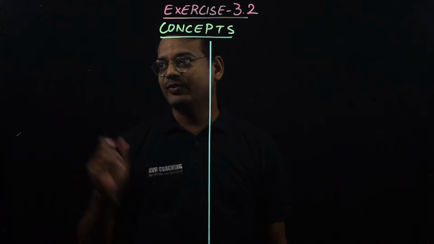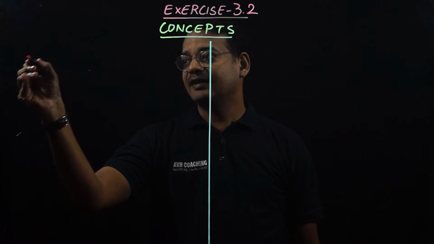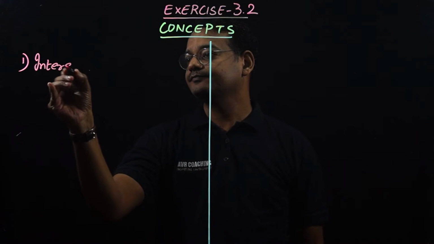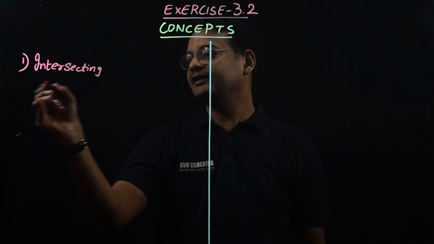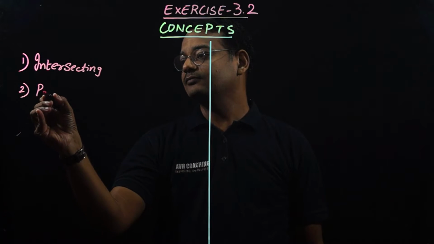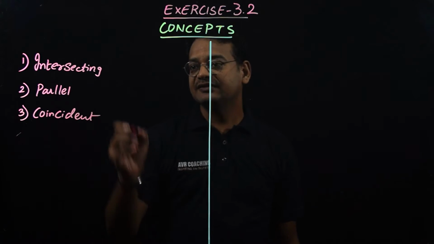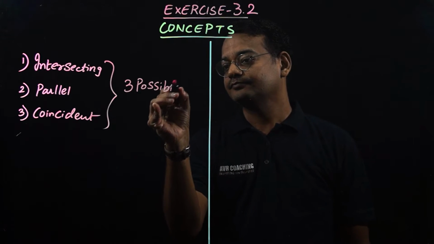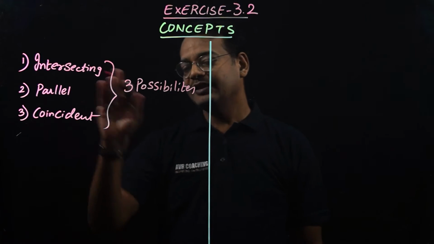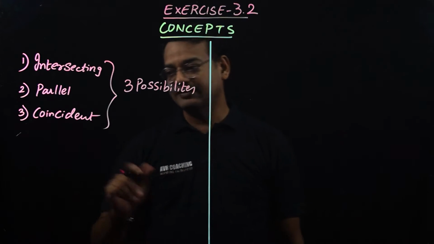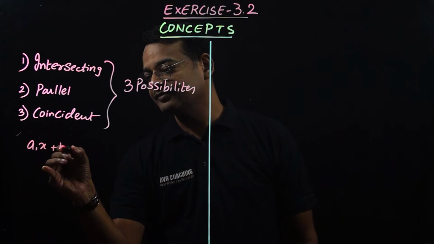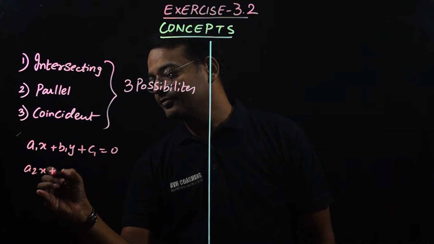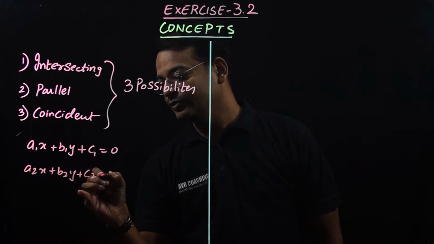Now the three possibilities: first is intersecting lines, second is parallel lines, and third is coincident lines. So these are the three possibilities for any two lines which are given by a1x plus b1y plus c1 equal to 0 and a2x plus b2y plus c2 equal to 0.